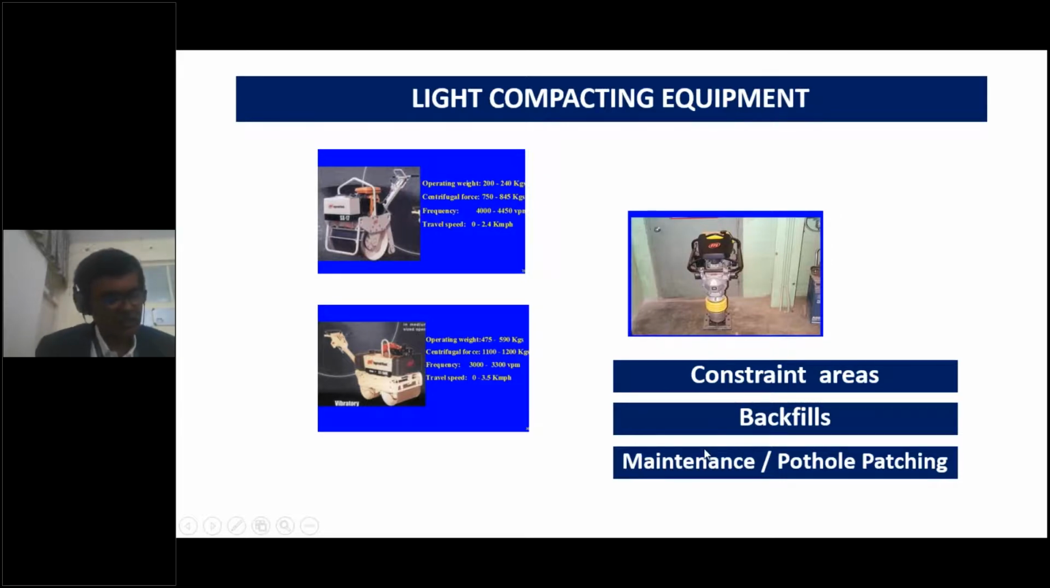Of course, in some of the projects people are wisely using them, but in the majority of projects I have seen reluctance in using these small equipments, and of course they are quite affordable compared to the cost of a big roller, 20 lakhs. This is very less. It can be afforded.